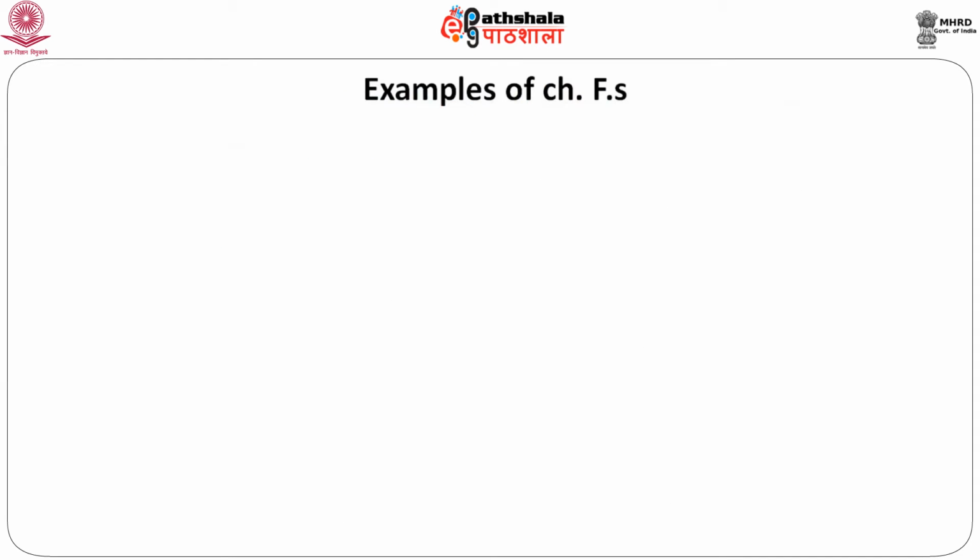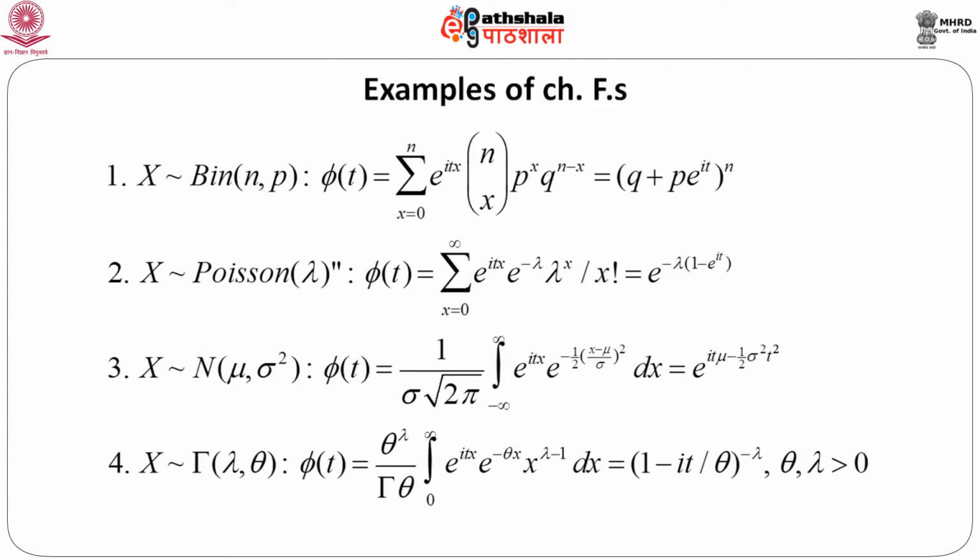Let us consider some examples of characteristic functions. So, if x follows binomial with parameters n and p, then phi(t) is the sum over x equals 0 to n of the expectation of e^(itx), which is nothing but the sum over x equals 0 to n of e^(itx) nCx p^x q^(n minus x). If we just consider this sum, it boils down to (q plus p e^(it)) whole to the power n.